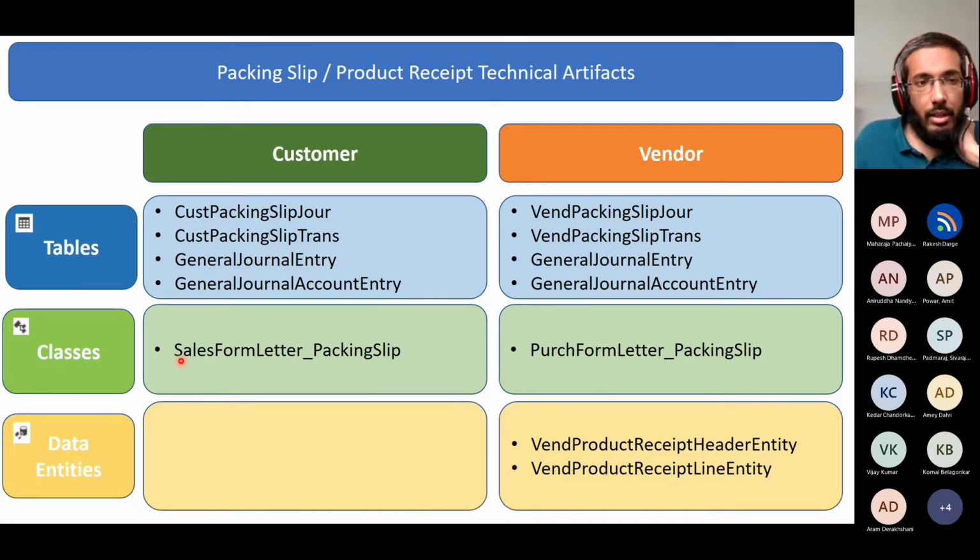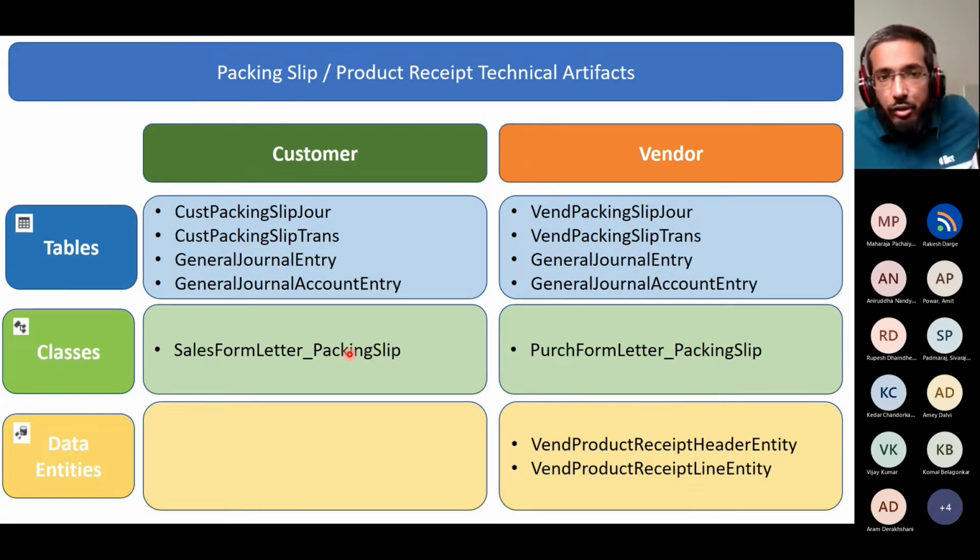Then we have the class, SalesFormLetter_PackingSlip, which you can use. It's actually very easy to use this automatic process of doing the confirmation, packing slip and invoicing. These are just one or two liner codes which you have to perform, wherein you first construct the packing slip class, and then you just pass in the required parameters of the sales table or the sales parm table.